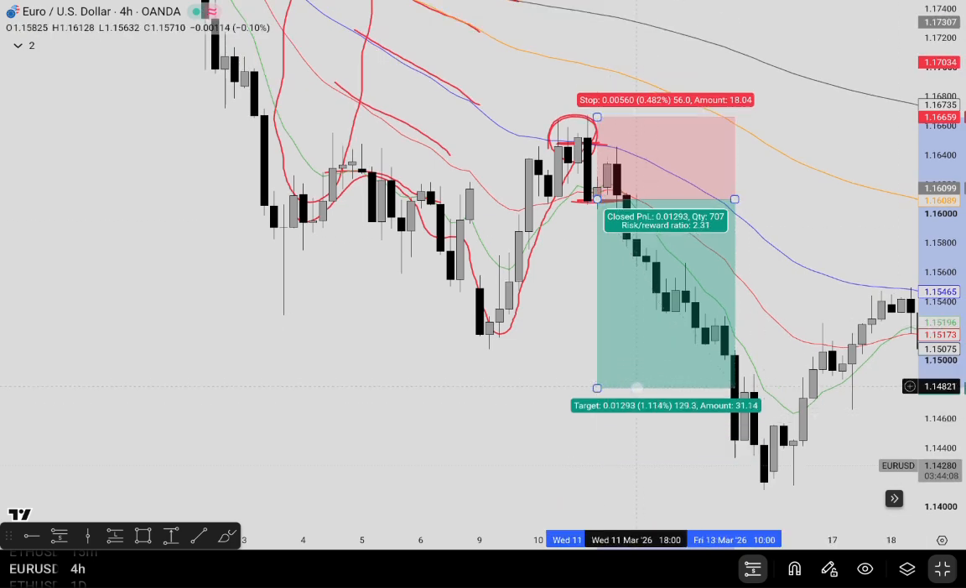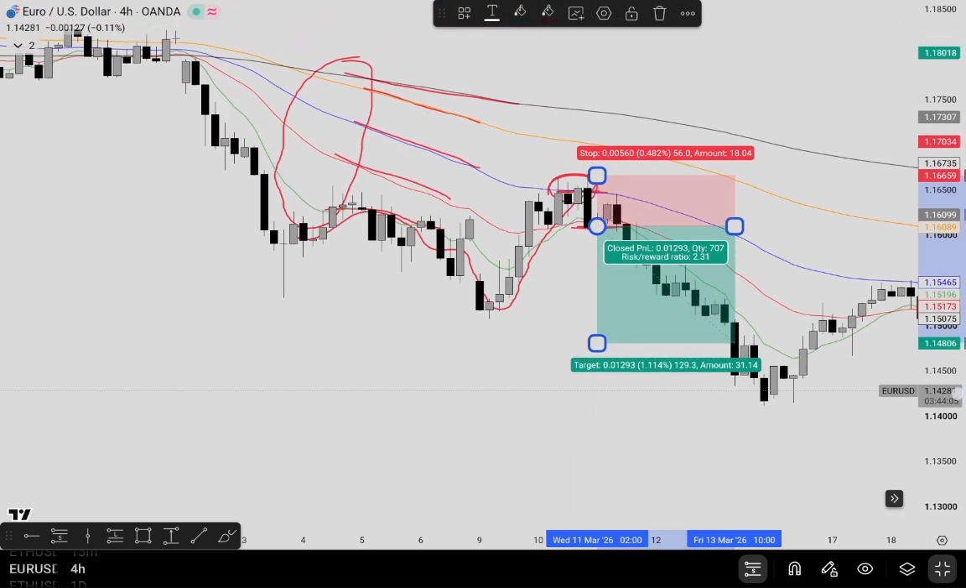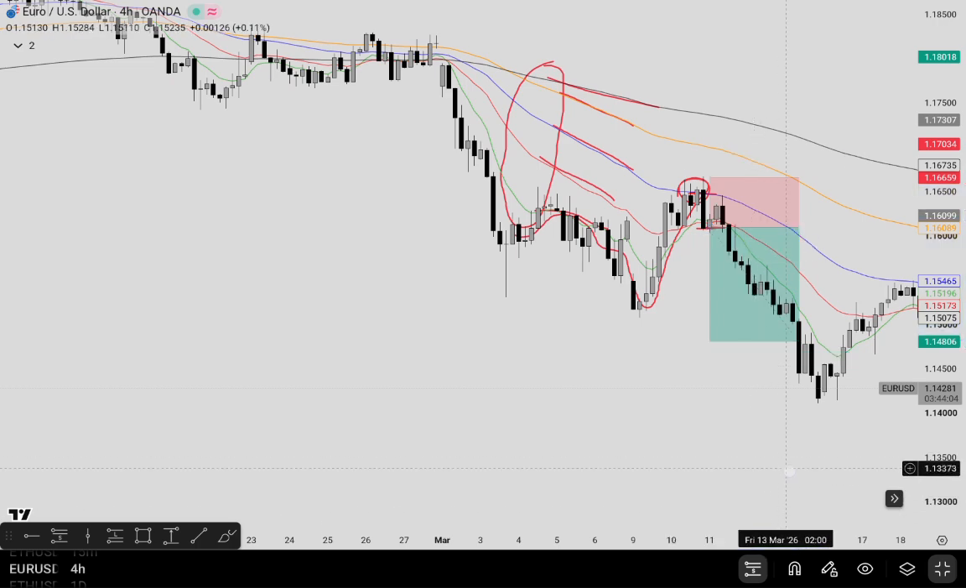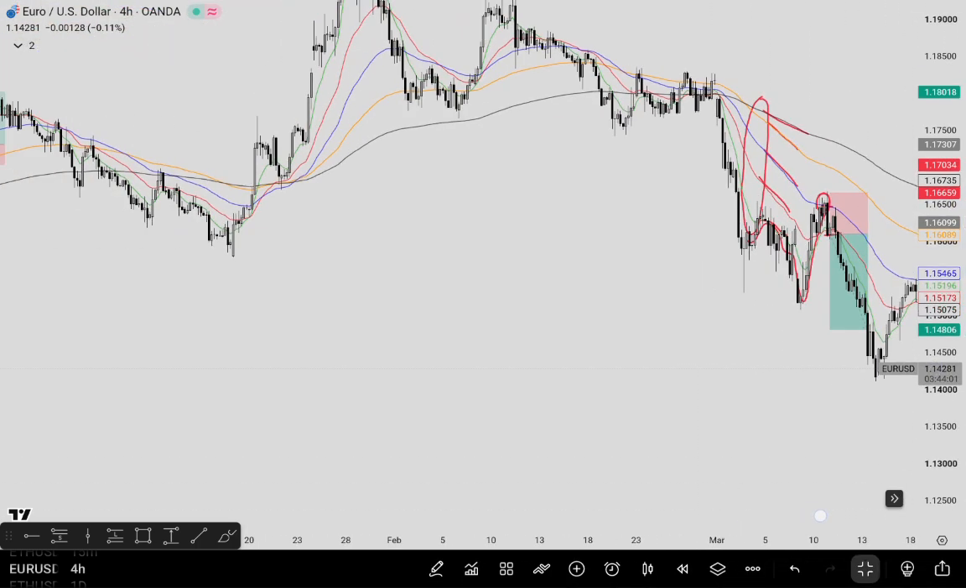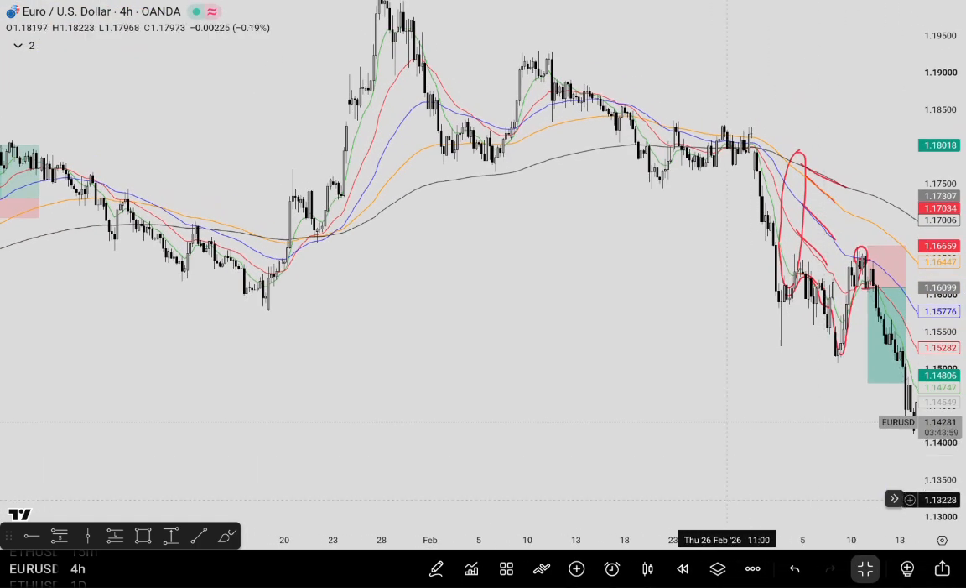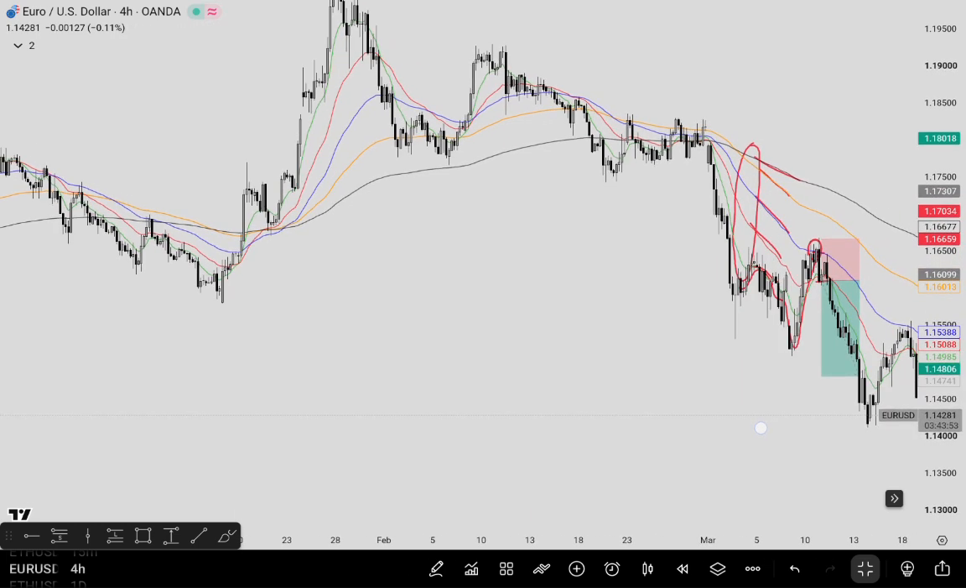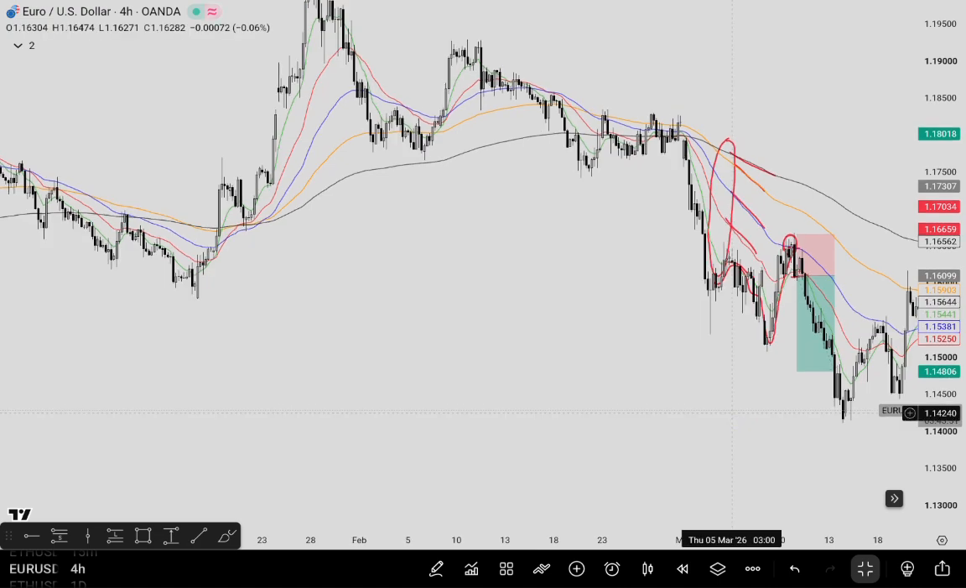Now I want you guys to test this on your charts. You can backtest for a year, for a few months, for 6 months, for your own satisfaction, and then you can pass the accounts.